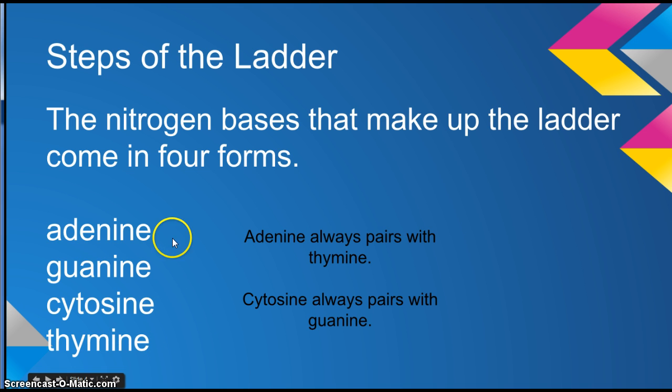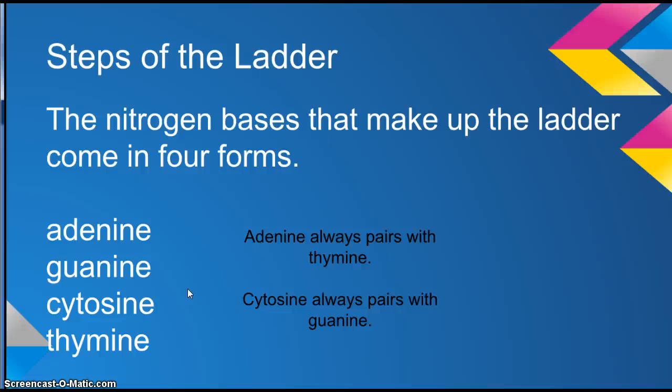Okay, and to pair up, there are only two of them that pair together. So adenine always pairs with thymine, and cytosine always pairs with guanine. How can you remember this? Well, first of all, you don't have to. This isn't something I'm going to have a test or anything over for you. It's just basic information so you know.